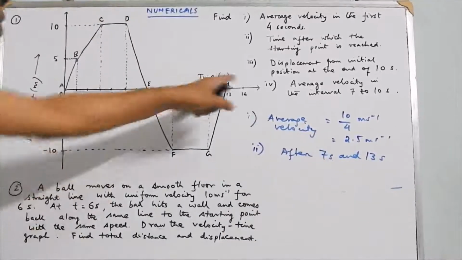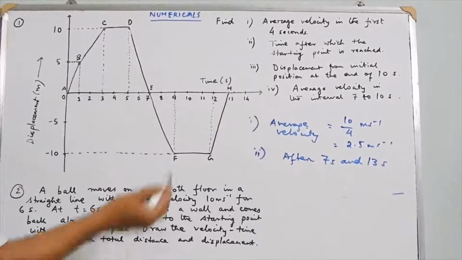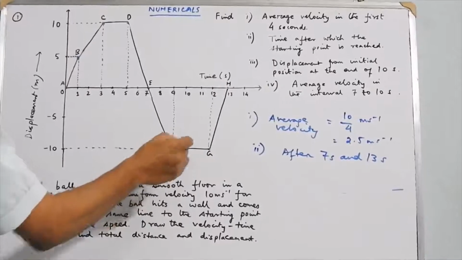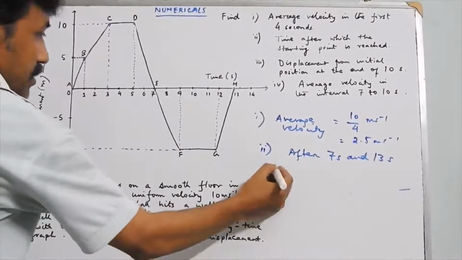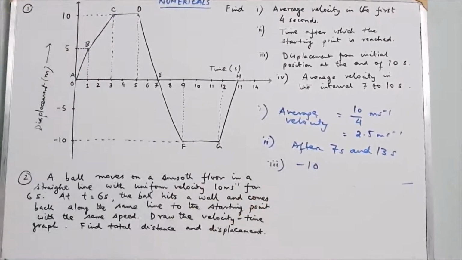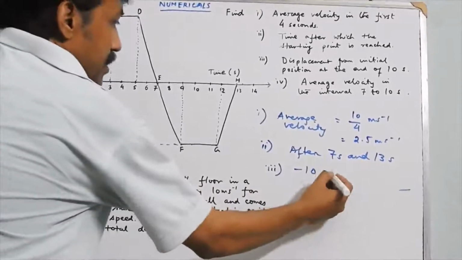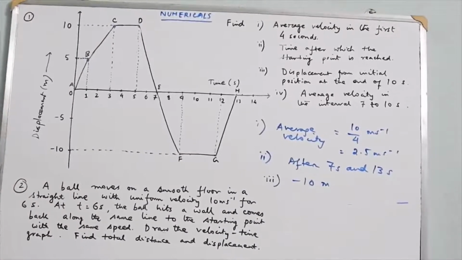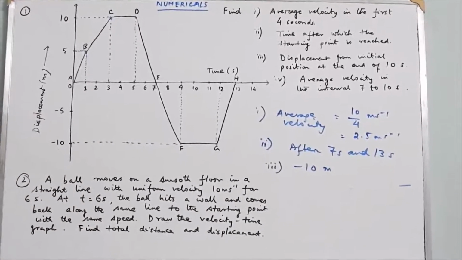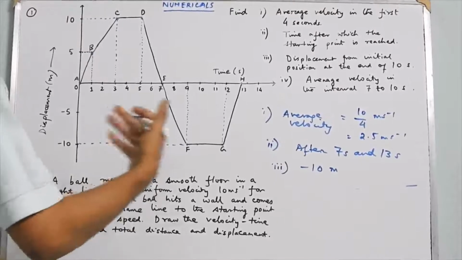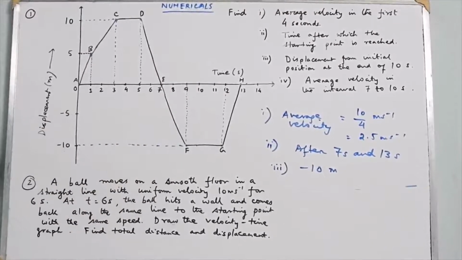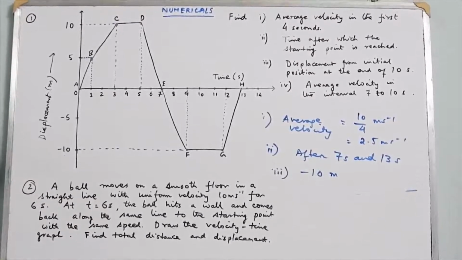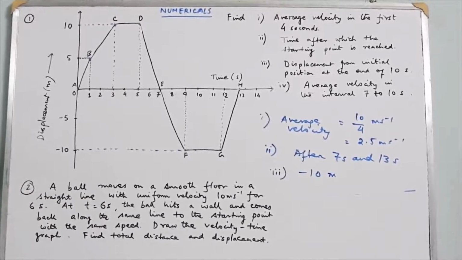The next part is displacement from the initial position at the end of 10 seconds. Quite obvious, at the end of 10 seconds the displacement is definitely minus 10 meters. So the third one is quite easy. From the graph directly you can say the displacement is minus 10 meter. Minus means the direction has changed. Actually, in terms of value or magnitude, the displacement is 10 meter, but as the direction of motion is now towards the starting point, and so as the direction has reversed, it is minus 10.